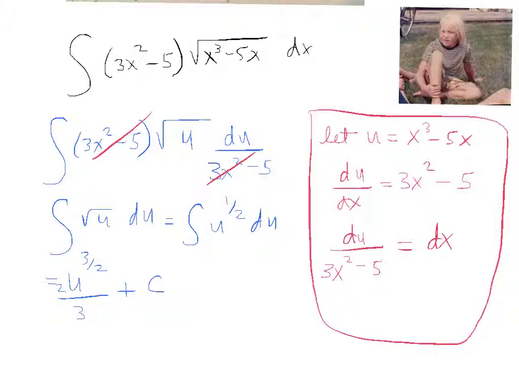But I just have to remember to go back and put what u was. So this is going to be 2/3, and u is x cubed minus 5x, and I'm going to raise that to the 3/2 power, and then add my constant.